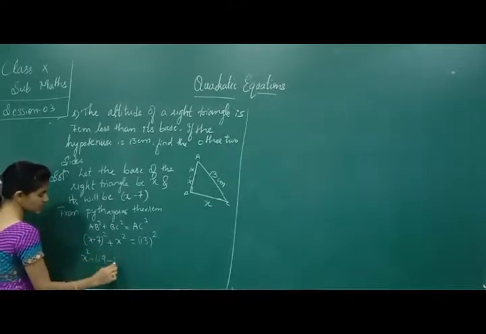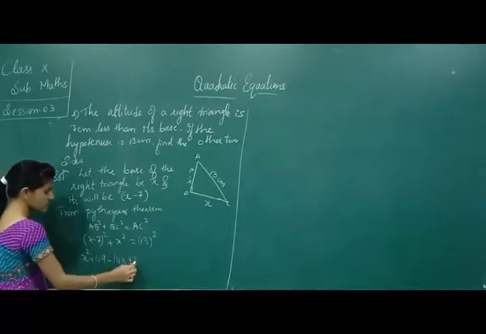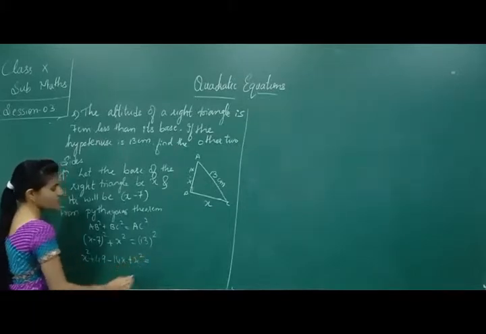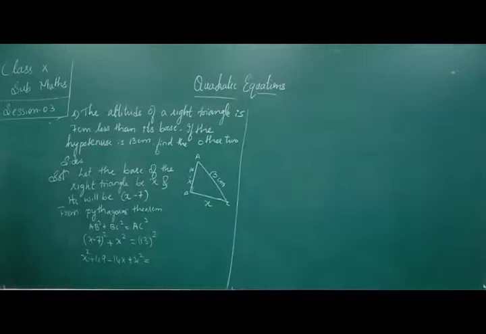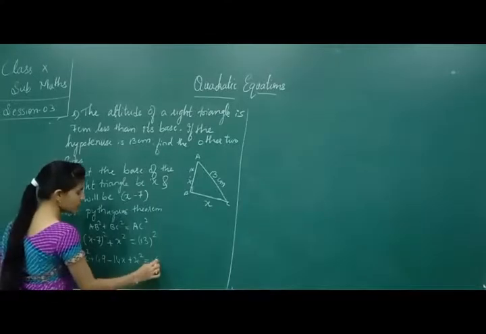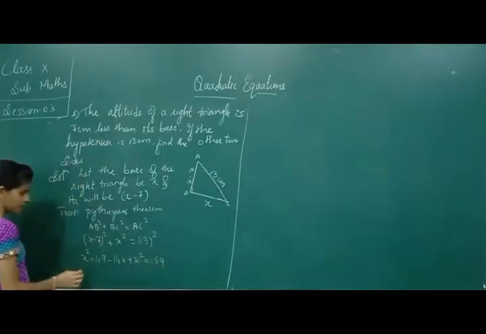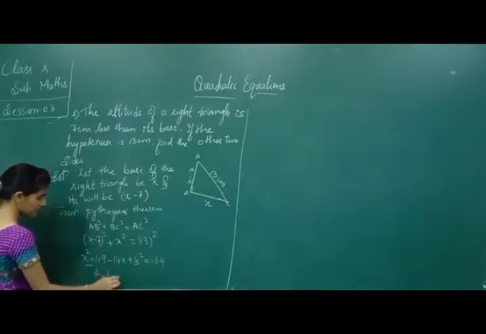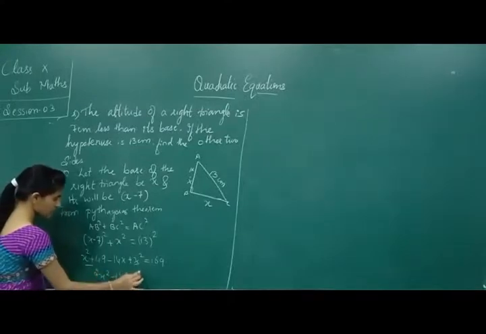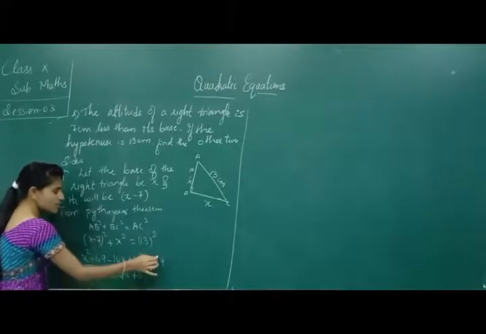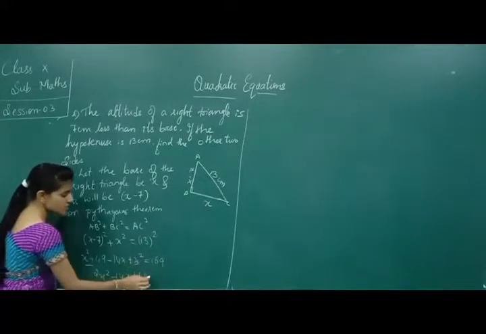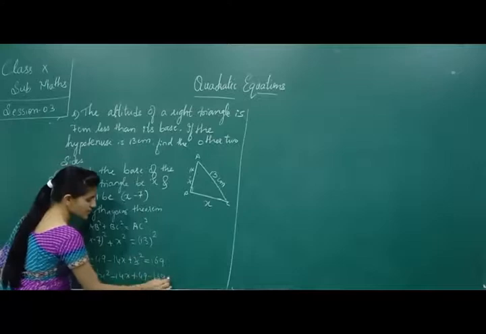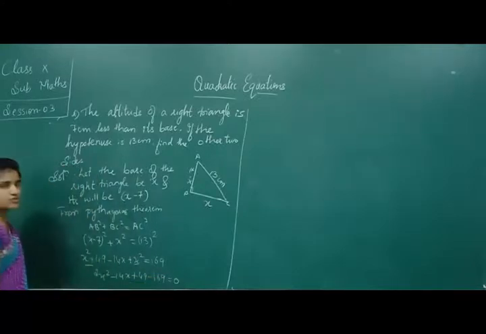14x, plus x square, that will be equal to, what about 13 square? 13 square is 169. x square plus x square, 2x square minus 14x plus 49. Plus 169, you just shift it on this side, it's going to be minus 169. This will be equal to 0.